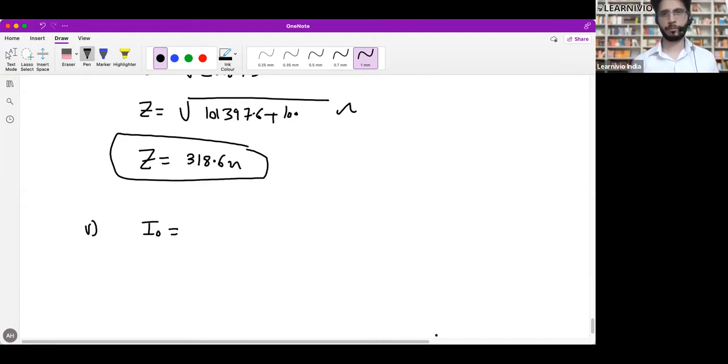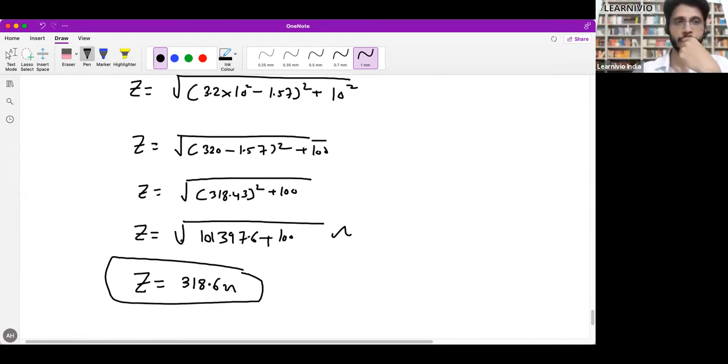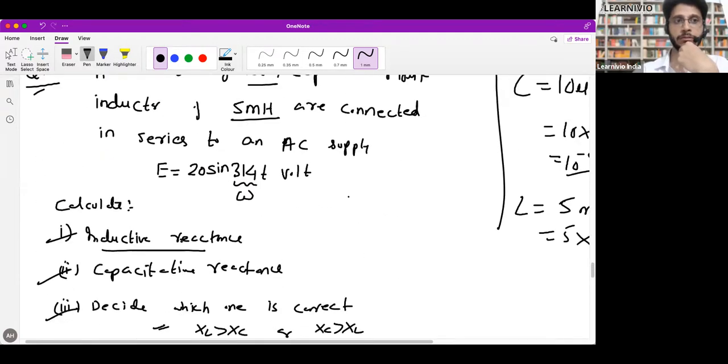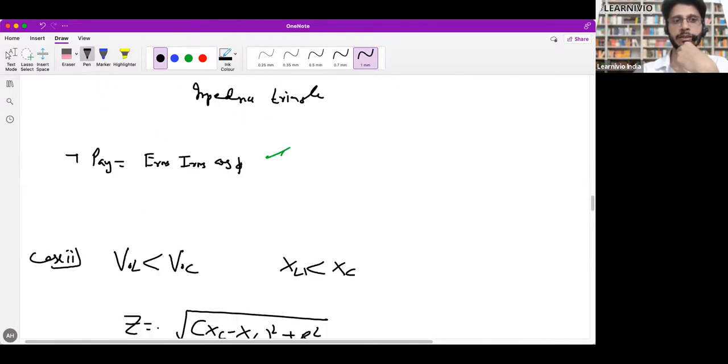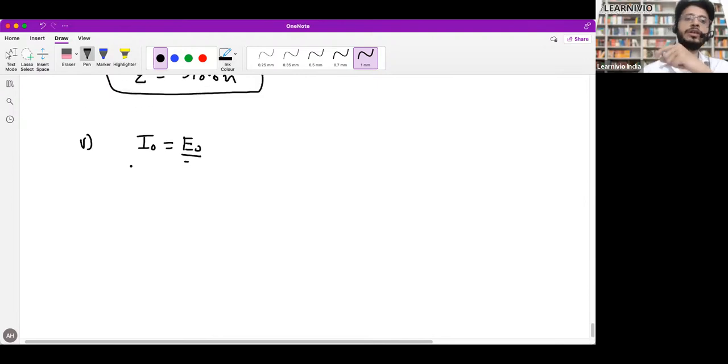Yes, sir. For peak value, how do you calculate peak value of current? E naught by XL? Not XL. See, this is an LCR circuit. That XL was for a circuit having inductor only. For a circuit having capacitor only, we have used XC. But for a circuit having impedance, like an LCR circuit, your I naught is E naught by Z. That XL we use for inductor only, for capacitor we use XC, but for an LCR circuit, we use Z.